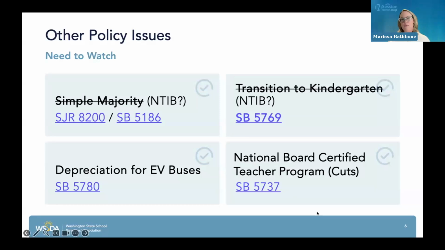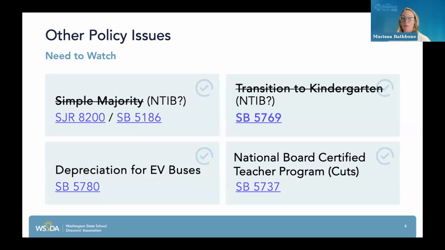This essentially reduces, doesn't fully cut, the National Board Certified Teacher Program. You could call them bonuses, but they are commitments from our legislature for over 20 years. And our highly qualified teachers have come to expect these as part of their salary. This isn't protected in basic education as part of the prototypical school funding model. Therefore, it's another one that's at risk of being cut.